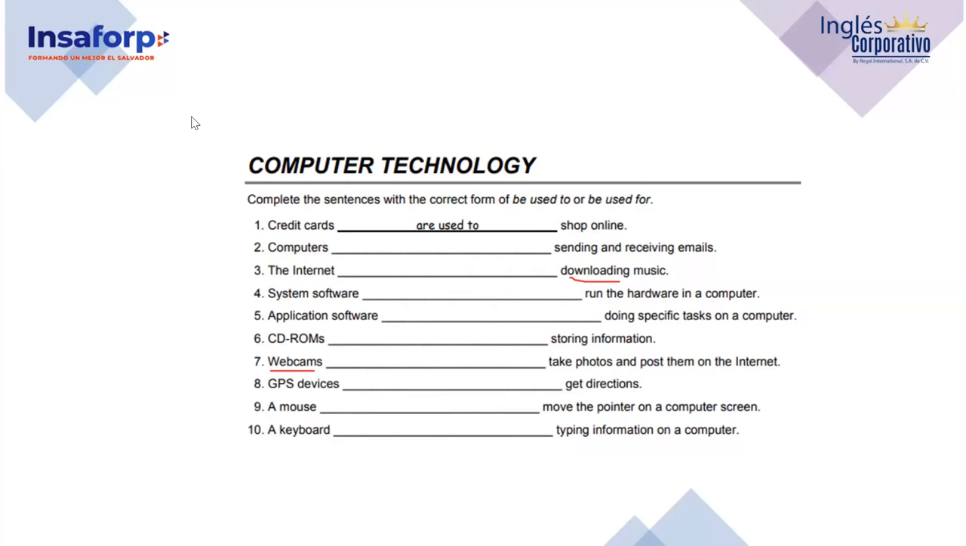Thank you so much. Elvis, continue, number eight. GPS devices are used to get directions. Very good. Devices. Very good. Great job. Santiago, thank you, number nine. A mouse is used to move the pointer on the computer screen. Perfect. Thank you so much. Great job.